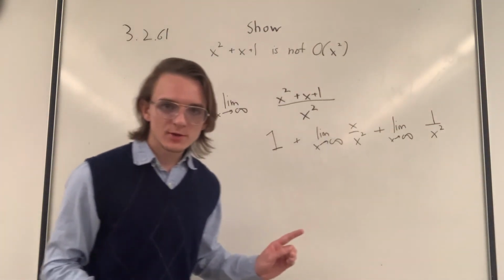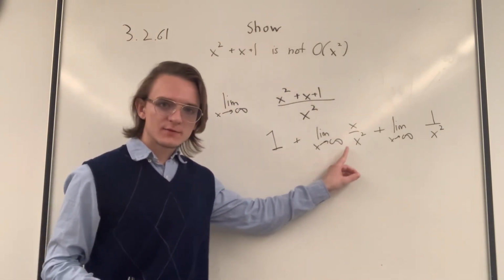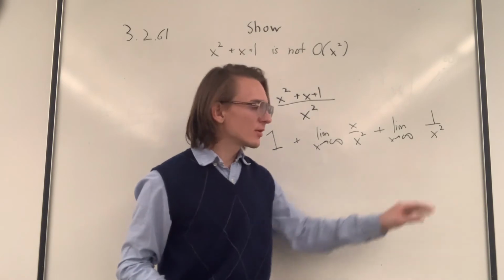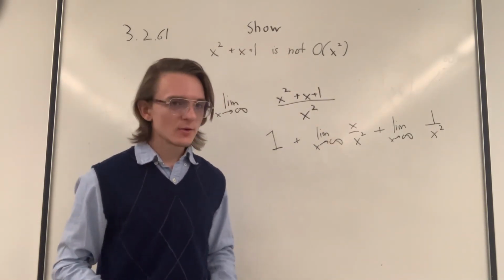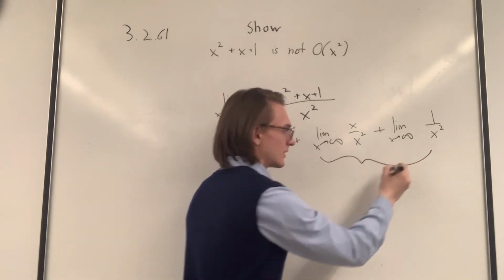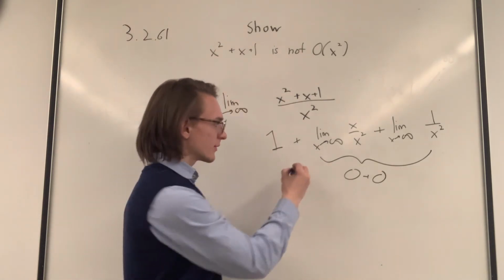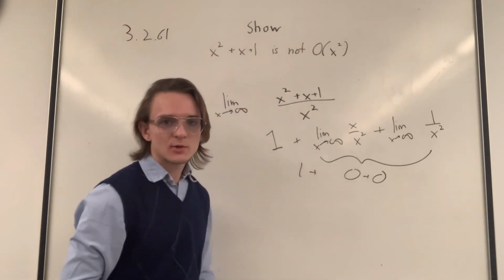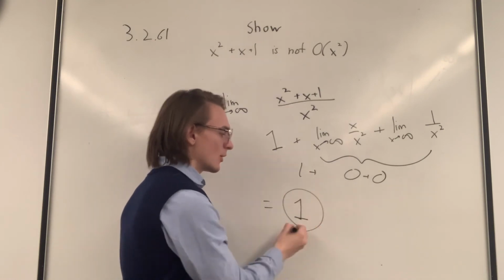Now, we also notice here that the limit as x goes to infinity of x over x squared, as well as 1 over x squared, both of these will go to 0, or very, very close to 0. So, the limit of these is 0 plus 0. We have the 1 from the beginning, and what are we left with? The final solution is simply 1.